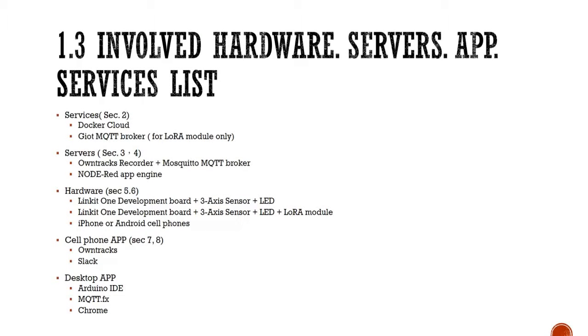Ready to begin our project. So let me talk about what is involved: the hardware, servers, applications, and services in this list. And first of all, we talk about services. We will use Docker Cloud Service and GIoT MQTT Broker. That is for the LoRa module only. We'll talk about that in section 2.